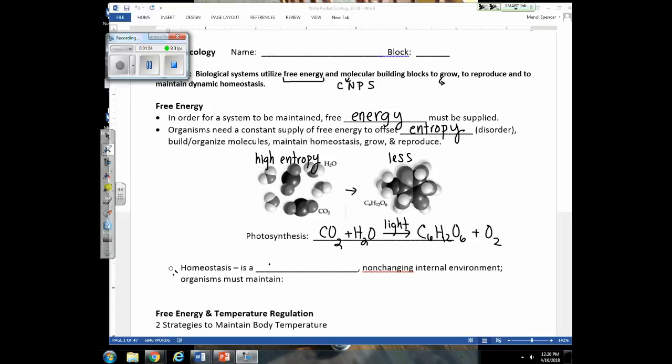Homeostasis means a constant, non-changing internal environment. Organisms have to maintain things like water and solute concentration. Plants and animals have to monitor the amount of light they're receiving. And we've talked about organisms sometimes have to maintain a certain body temperature. So we'll look at temperature regulation.